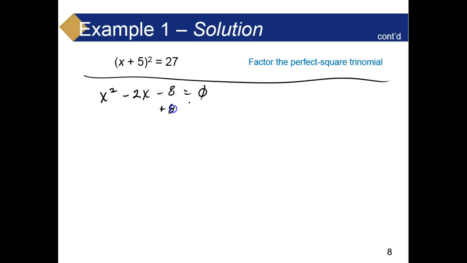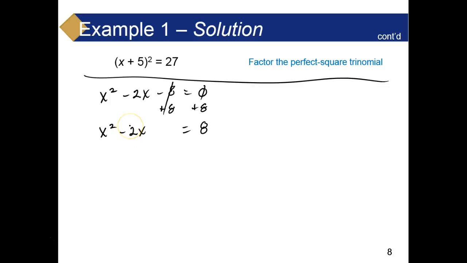Add 8 to both sides, and that gives you x squared minus 2x equal to 8. Okay, now what? You've got the coefficient of 1, good deal. So what do we do next?